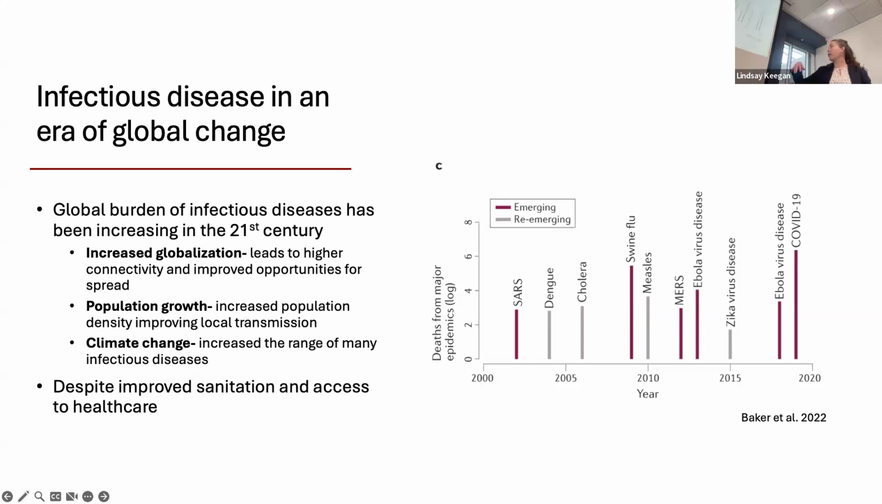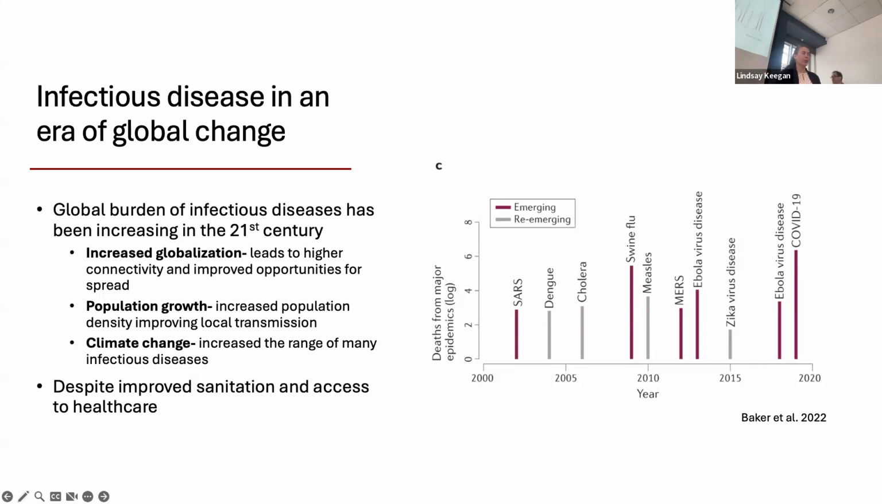I took this figure from Baker et al. It's kind of hard to see with the glare, but it's an overview of the major outbreaks that have happened since 2000, and it stops at 2020.